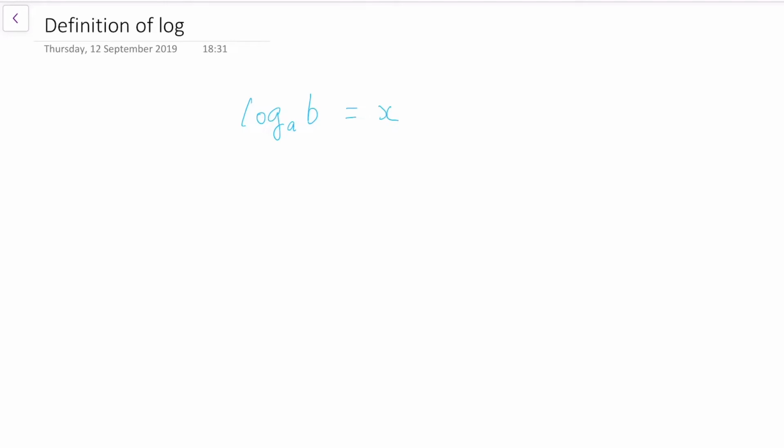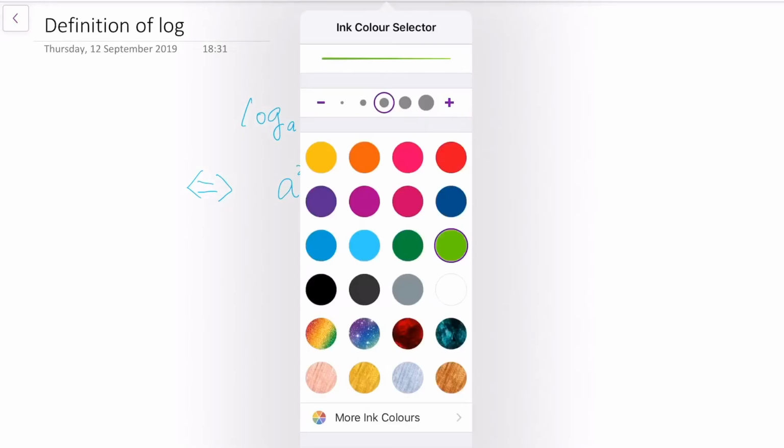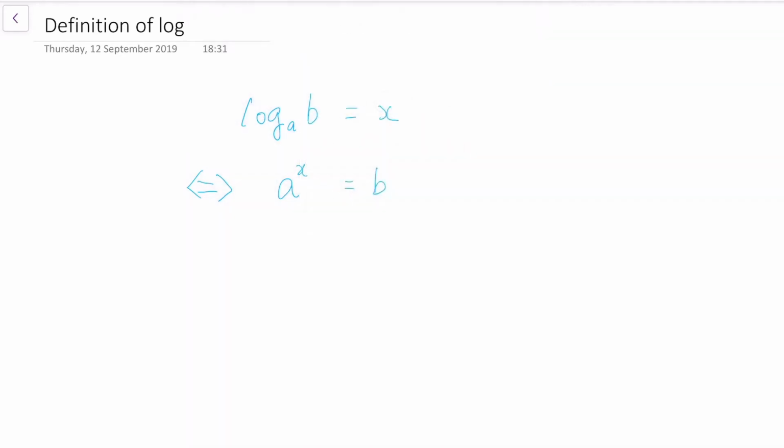In such a case, if I tell you that log b base a is x, it will be the same as if I told you that a to the power of x equal to b. Okay? It's a to the power of x equal to b.